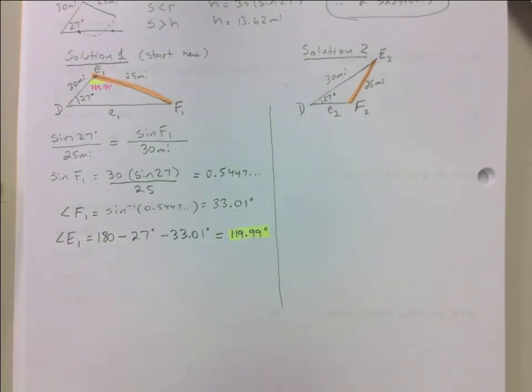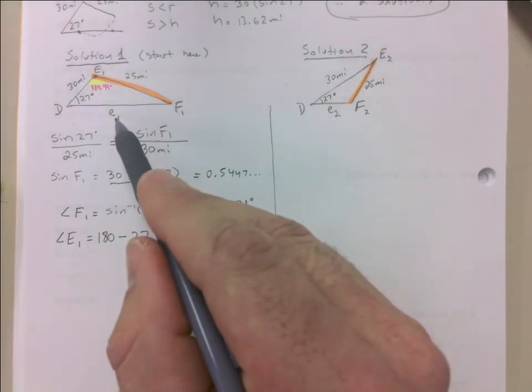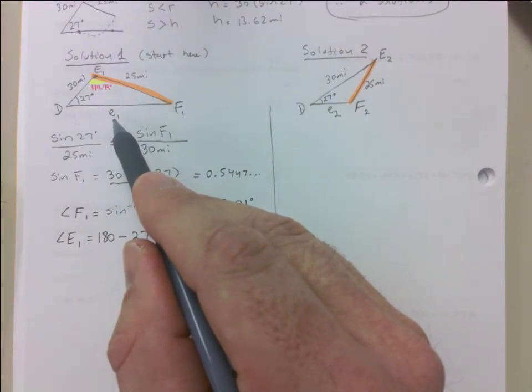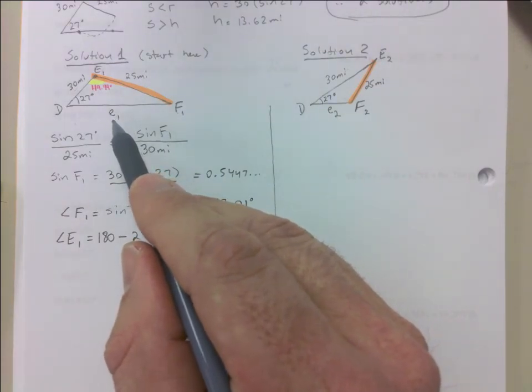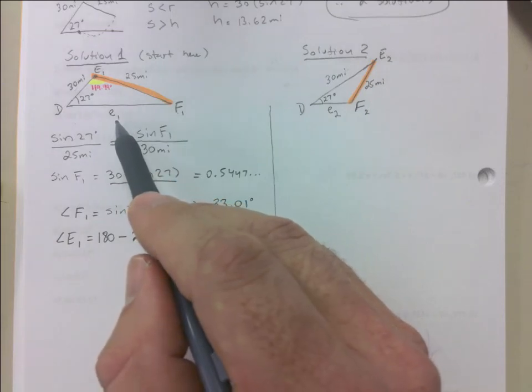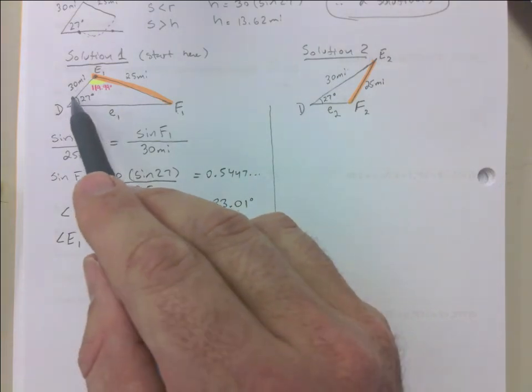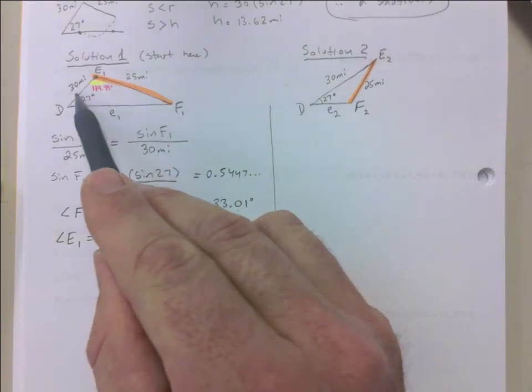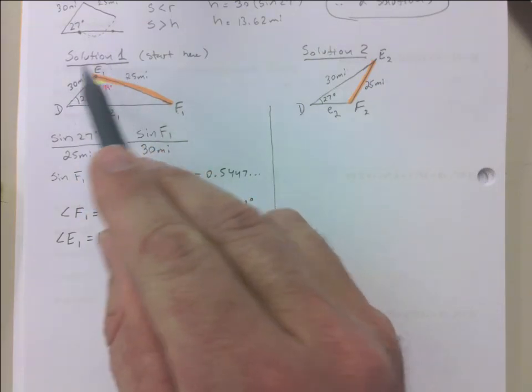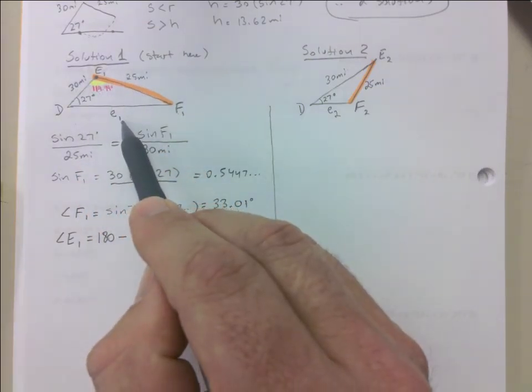Now we can solve for E1 however you want. You want to use sine law? You want to use cosine law? It's up to you. I'm going to use cosine law just to review it, okay, guys? So do you see up here, side, angle, side? Right up here, side, angle, side. So I'm going to use cosine law to solve for E1.